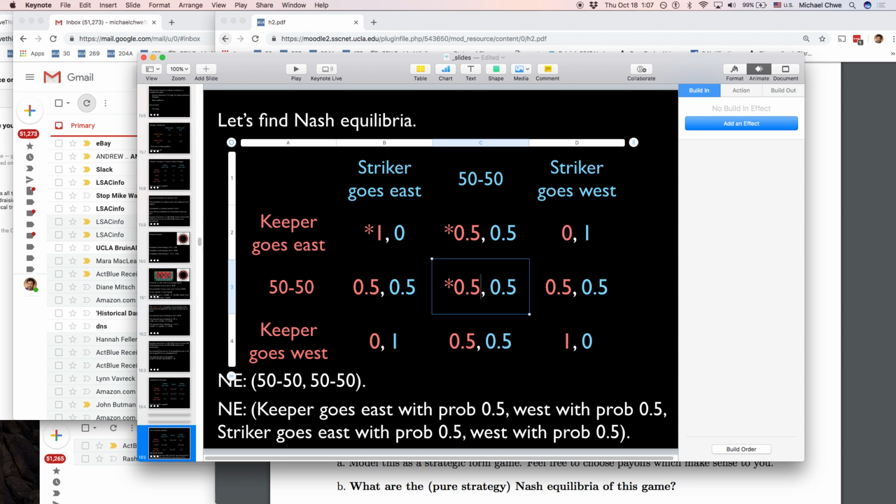Does it matter if we underline or? It doesn't matter. I think underlining is a little clearer. I mean, it's just easier, but whatever. I'm doing the stars here because I'm going to use stars again in a second.